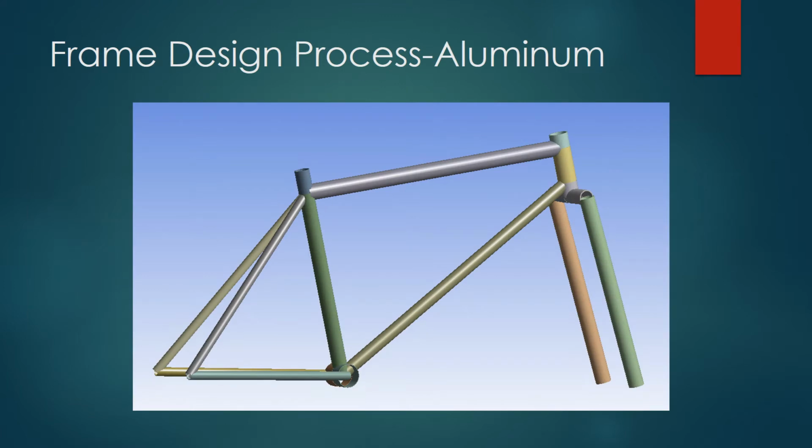Next, for our aluminum frame design, we decided to use ANSYS aluminum alloy. This has a yield strength of 280 MPa and ultimate tensile strength of 310. It has a Poisson's ratio of 0.33 and a 71 gigapascal modulus of elasticity.